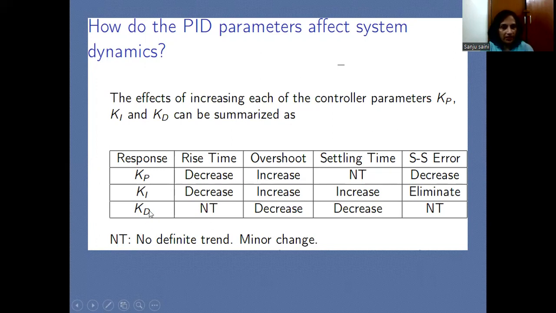And because of the derivative effect, for rise time there is no definite trend. Overshoot will decrease, settling time will decrease, and steady state error is not affected by the presence. So we can very well see from here that because of the presence of the integral control, the steady state error will almost be eliminated. And because of the presence of the derivative control, the overshoot will decrease. So derivative control improves the transient response, and integral control improves the steady state response.